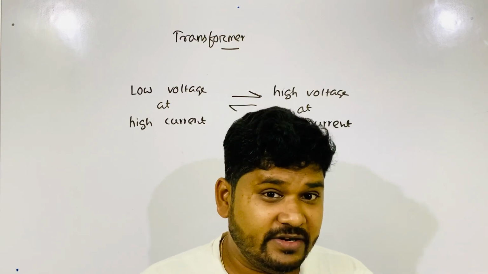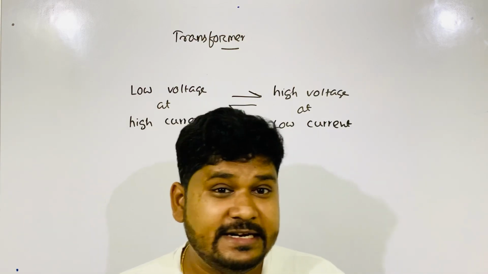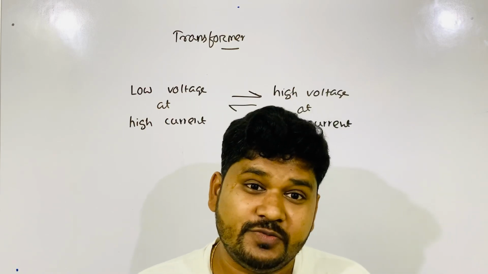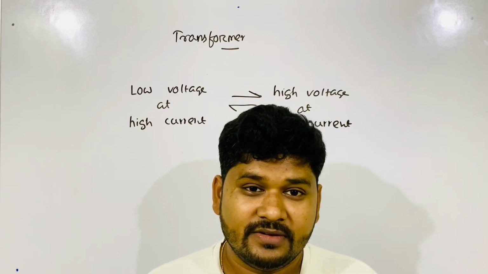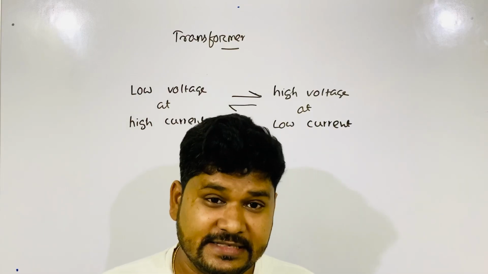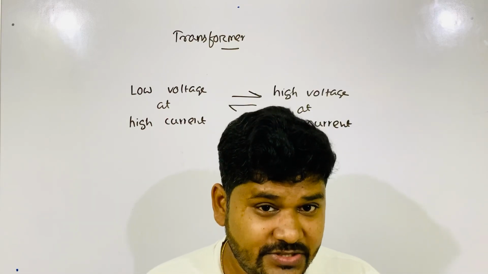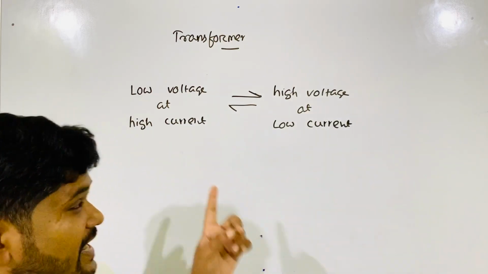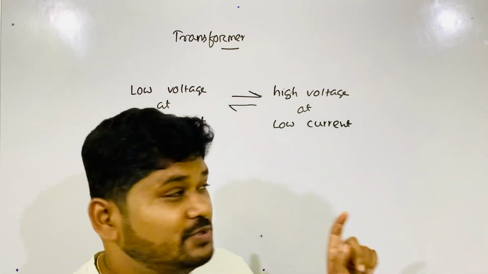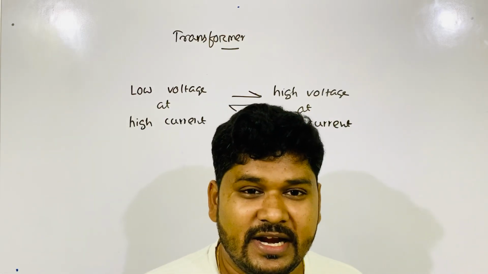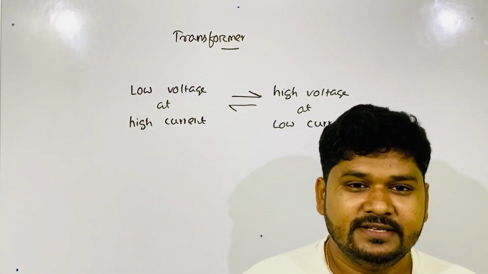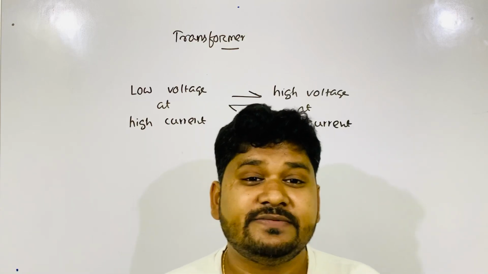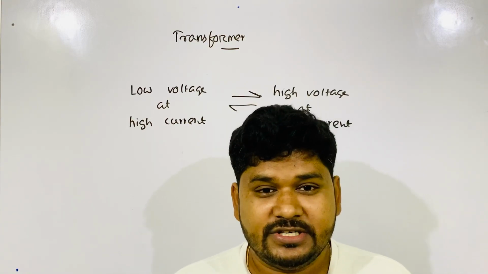So you will not write the definition of a transformer as only that it changes voltage. Current also automatically changes. So this is the definition you have to write in the exam: it's a device which converts low voltage at high current to high voltage at low current, and vice versa. This is the definition of the transformer, and now you understood what it does.